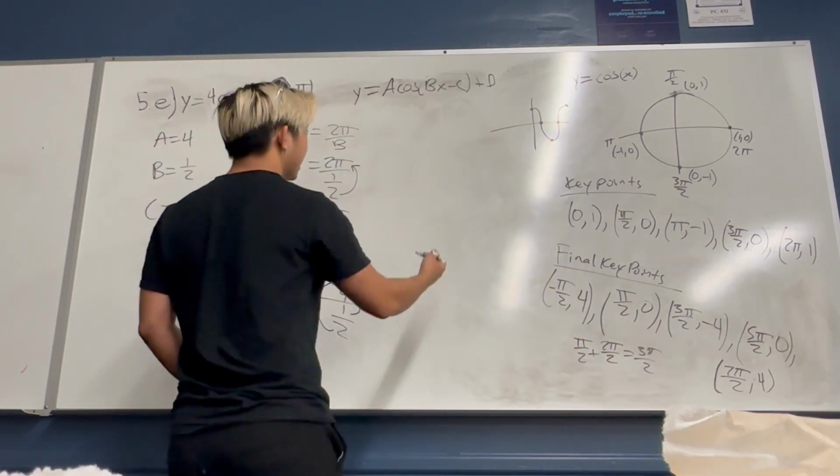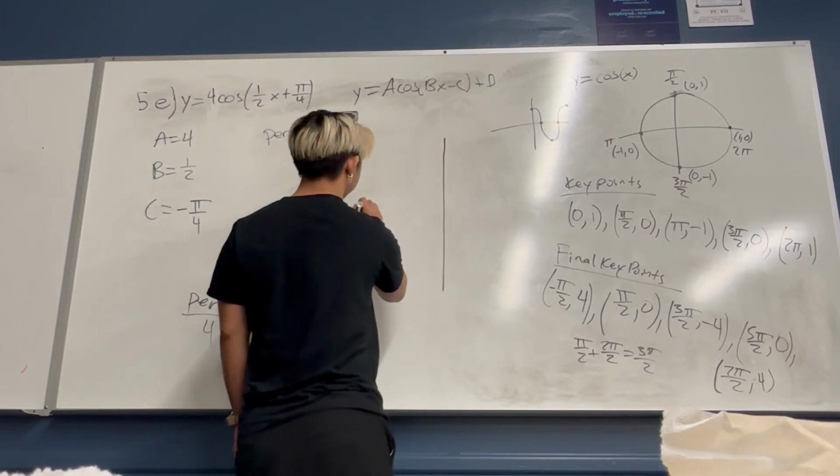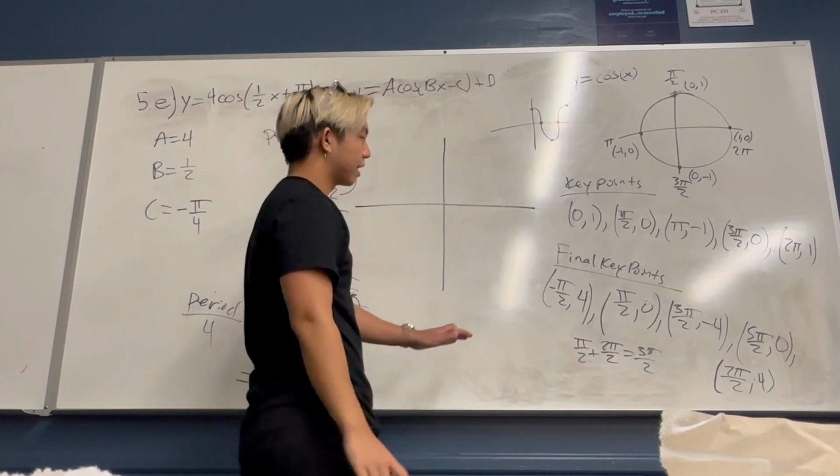So to graph this, I kind of just want to make a regular coordinate grid. And so I'm going to look at our points here.